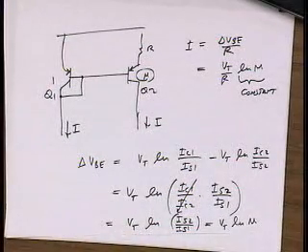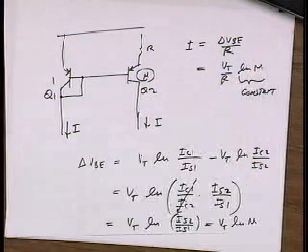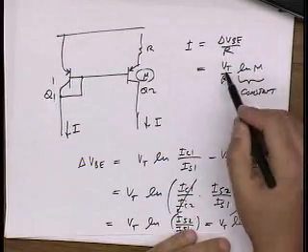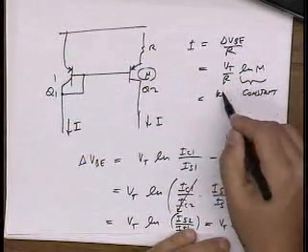Yes? It's not really constant over temperature because VT is kT over Q. No, M is constant. Oh, M is. Yeah. So basically this term here is constant, and exactly this term is kT over Q.